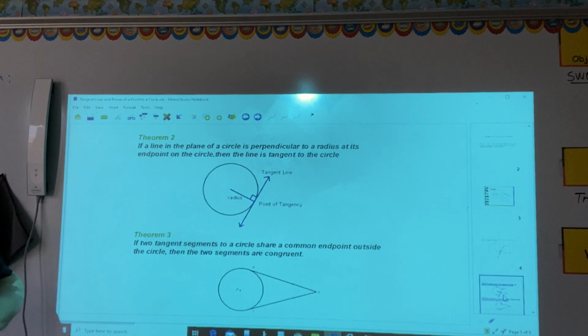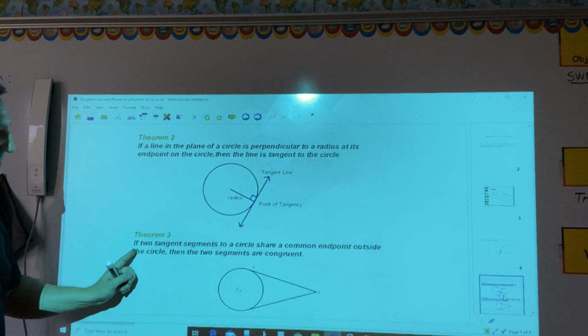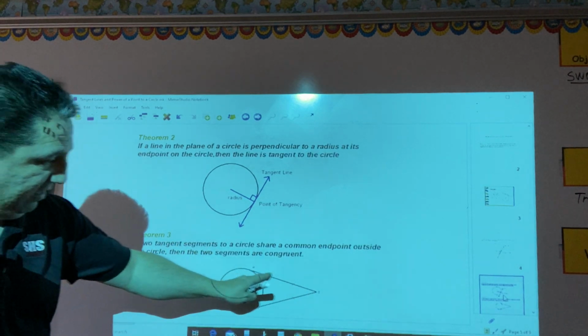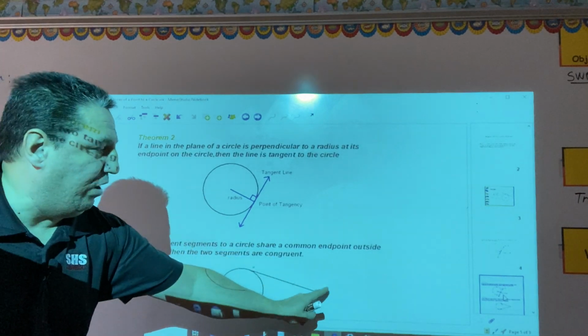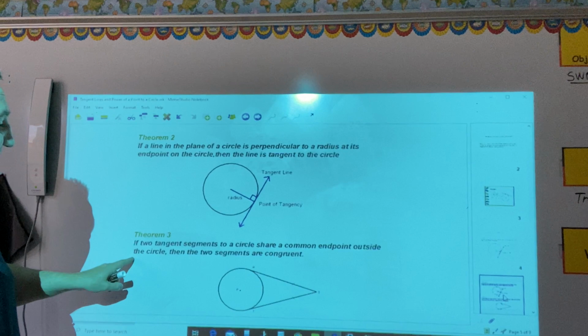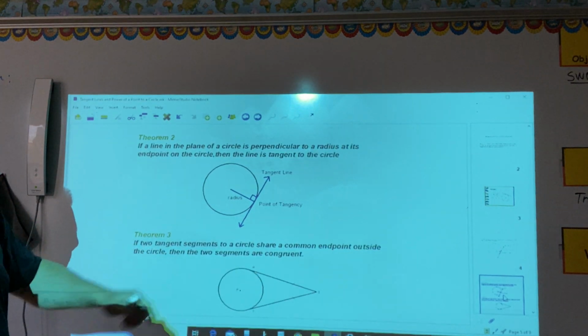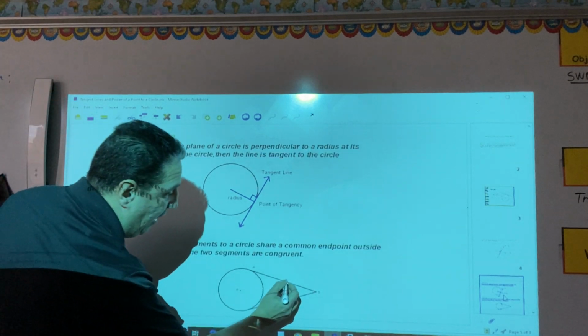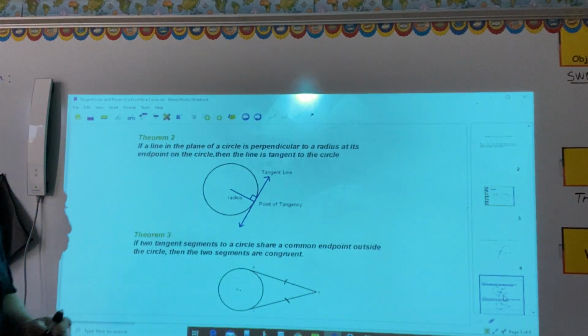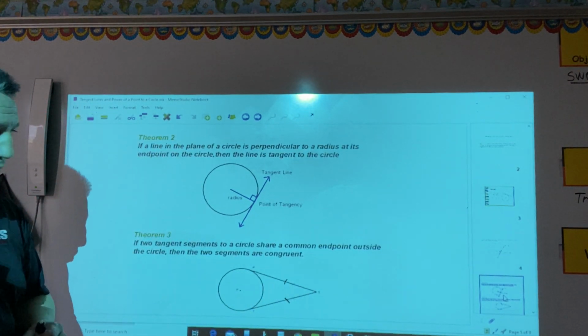And the third property: if two tangent segments to a circle share a common endpoint outside the circle, then the two segments, or the two tangents, are congruent.